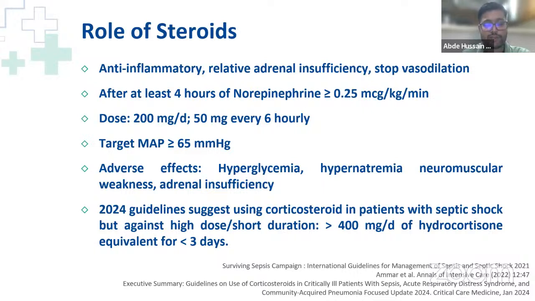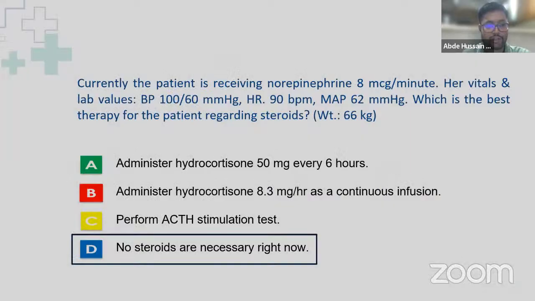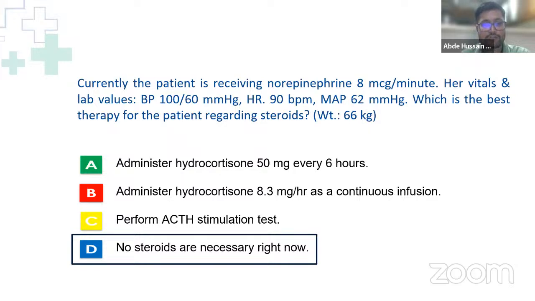In the 2024 guidelines, it suggested steroids in patients with septic shock, but against a high dose or short duration, that is more than 400 mg per day of hydrocortisone equivalent for less than 3 days. So in our case, she has maintained her MAP somewhat, and we have not yet reached an optimal level of norepinephrine dose. So if we want to increase the MAP, or the BP, we can still go higher with the norepinephrine dose because it is very minimal.